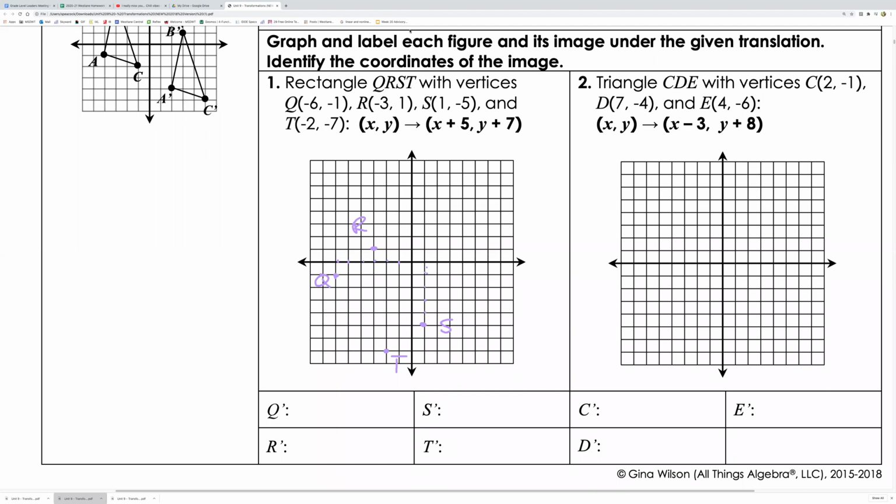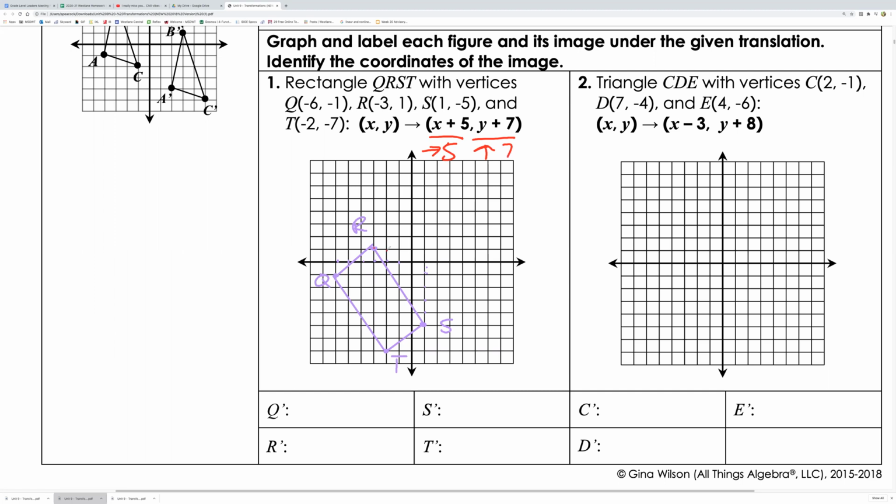Okay, now I'm going to connect those dots using my handy dandy line tool. If you are graphing online, make sure you take advantage of your line tool. That is why it's there. Okay, it says to do x plus 5 and y plus 7. Our x plus 5 means that we're going to move to the right 5. Our y plus 7 is going to be up 7. So I'm moving each one of these right 5, up 7.